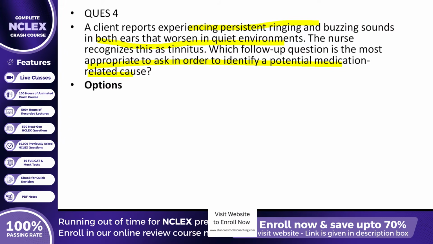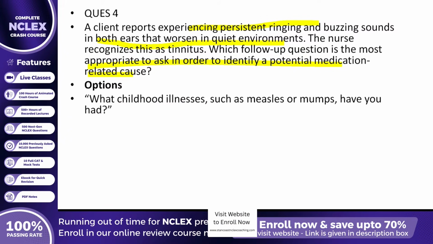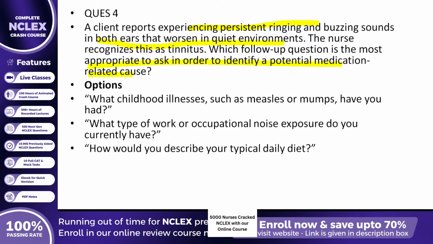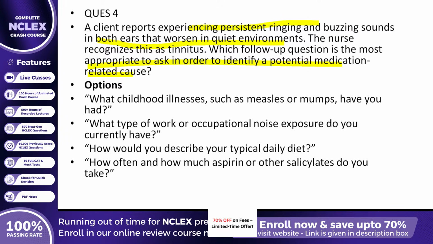Option 1 asks, what childhood illnesses, such as measles or mumps, have you had? Option 2 inquires, what type of work or occupational noise exposure do you currently have? Option 3 questions, how would you describe your typical daily diet? And option 4 focuses on, how often and how much aspirin or other salicylates do you take? The correct answer is option 4. How often and how much aspirin or other salicylates do you take?